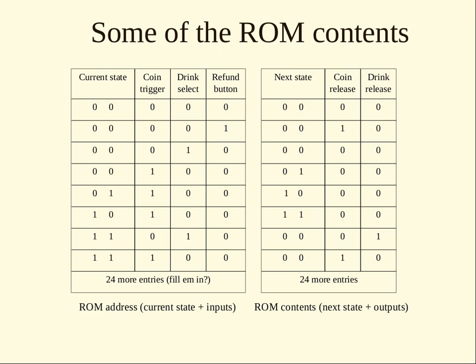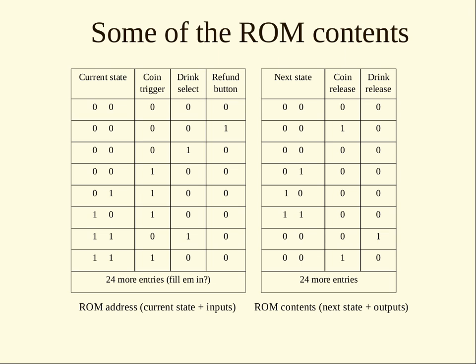So here's our truth table. Remember, like I said, if you write out the truth table, you're going to get the answer. Here is your current state, coin trigger, drink select, refund button. If you have no coins, and no one does a coin trigger, no drink select, no refund, your next state is of course 0, 0, and you don't release a coin and you don't release a drink. If you're in that state but they hit refund, you can release the coins, but luckily there's no coins to release, so we're good. They do a drink select, we do nothing. They're trying to steal a drink. Too bad.